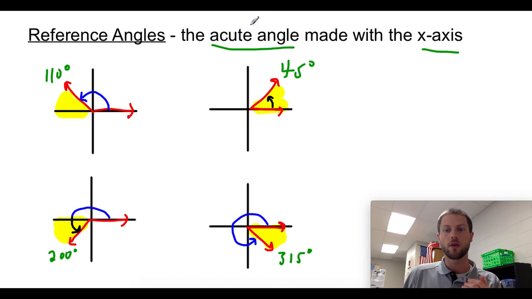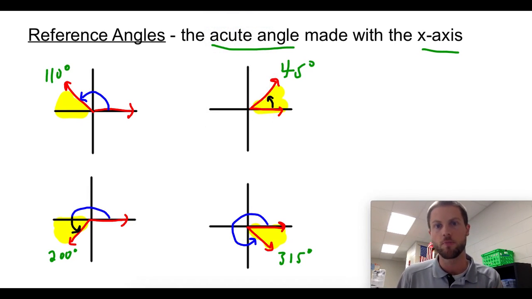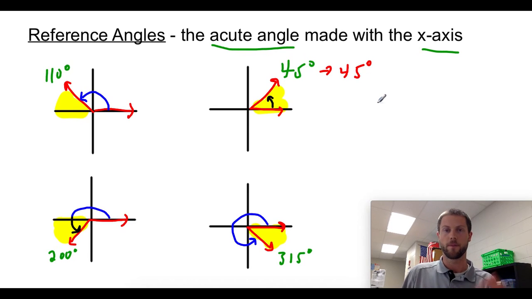So let's go down the line and see if we can find all of these different reference angles. Let's start off with the 45-degree angle. That one is probably the easiest reference angle to find because the acute angle made with the x-axis is whatever this angle is. So right here, the reference angle is 45 degrees. Done. That's it. Over here in quadrant 2, I have to do a little bit of arithmetic to figure out what this reference angle is.